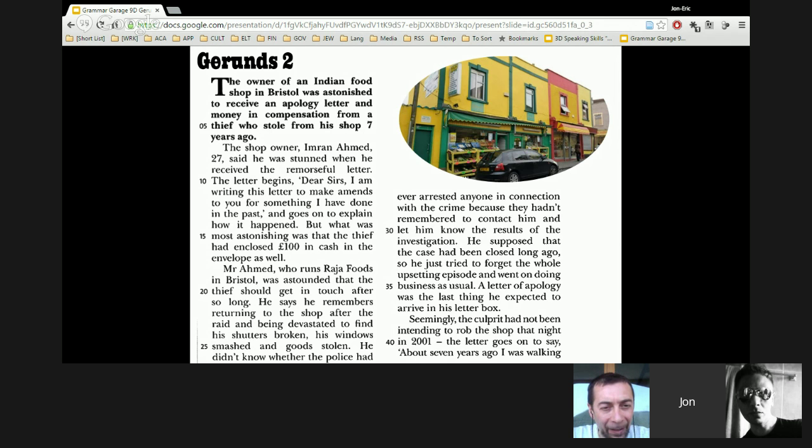Mr. Ahmed, who runs Raja Foods in Bristol, was astounded that the thief should get in touch after so long. He says he remembers returning to the shop after the ride and being devastated to find his shutters broken, his windows smashed, and goods stolen. He didn't know whether police had ever arrested anyone in connection with the crime because they hadn't remembered to contact him and let him know the results of the investigation. He supposed that the case had been closed long ago, so he just tried to forget the whole upsetting episode and went on doing business as usual.